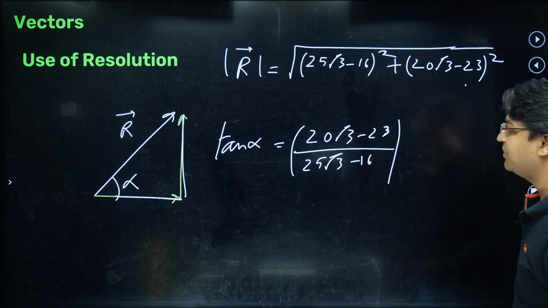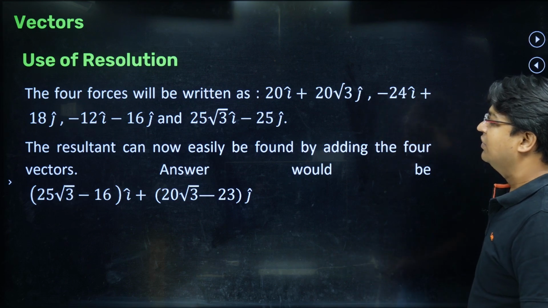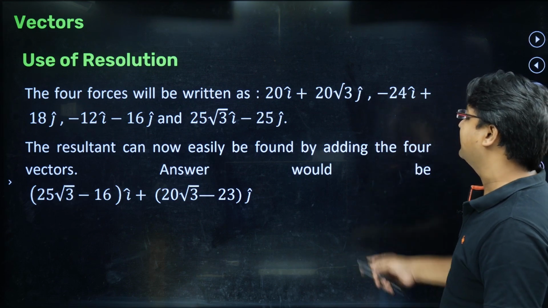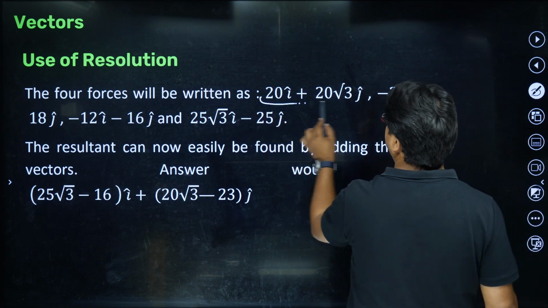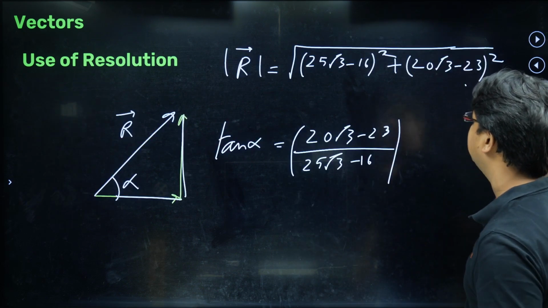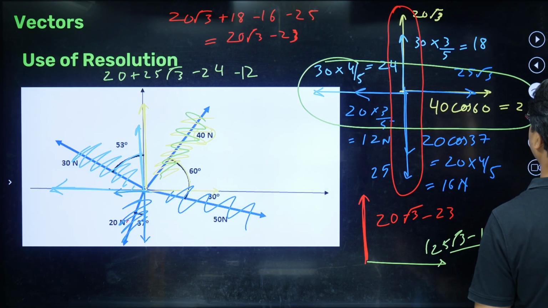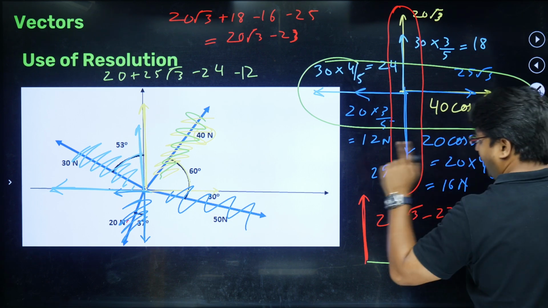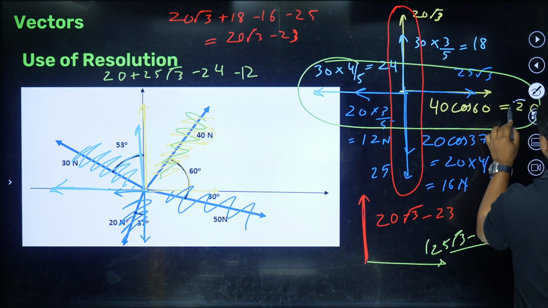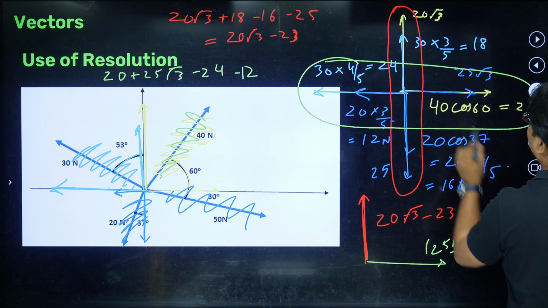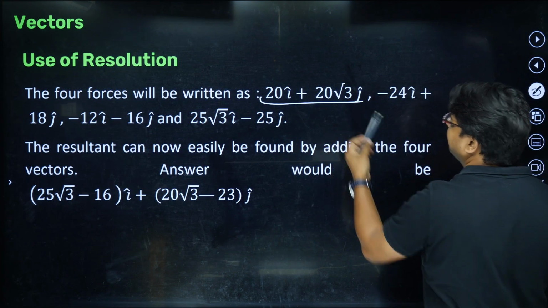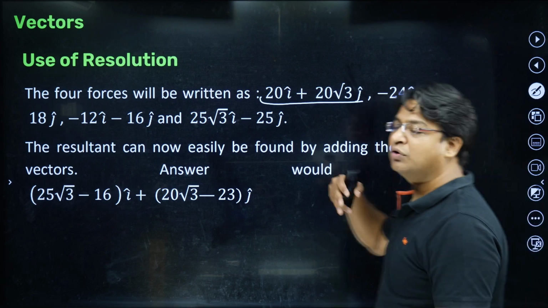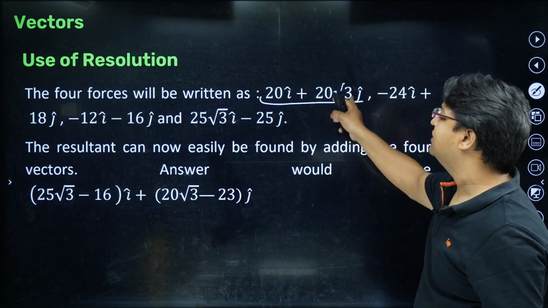Okay, so I hope this part is absolutely clear to you guys. So the 4 forces that we have written, let's check them out. So the first was 20 i cap plus 20 root 3 j cap. Let's see the components that we made. The first one was the yellow one. So 20 along x-axis and then 20 root 3 along y-axis, and therefore we are getting 20 i cap plus 20 root 3 j cap. Even if we don't want to draw the diagram, you can use i and j to write it.